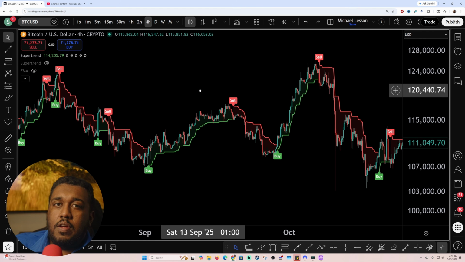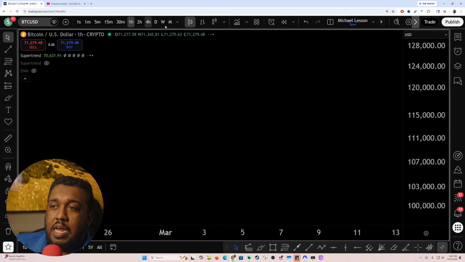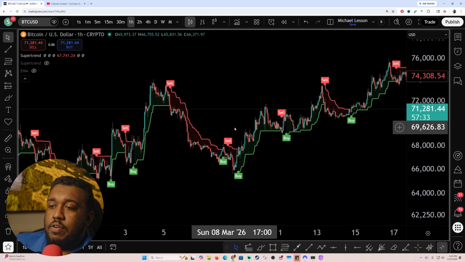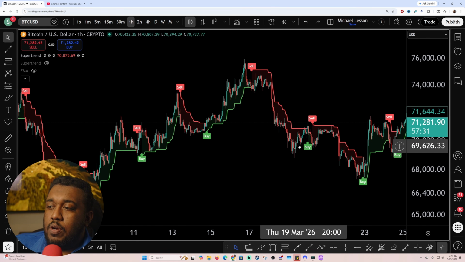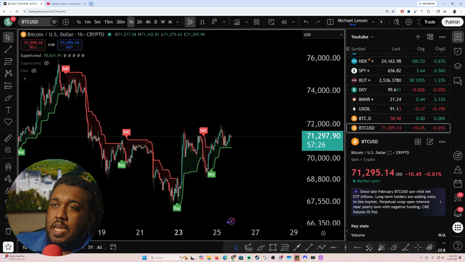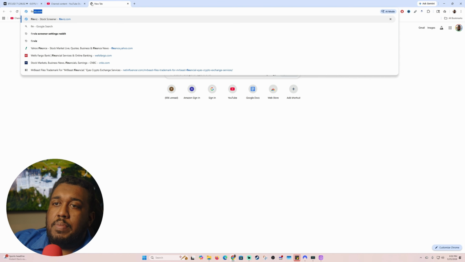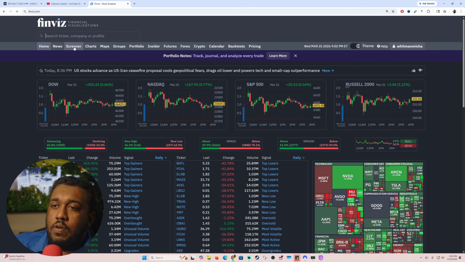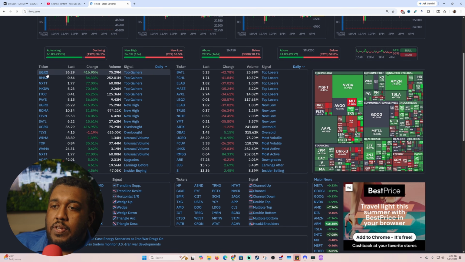There you go. Now, for this, you're probably going to be using the 1 hour to 4 hour time frames, and you're not going to be using it on something like a Bitcoin per se. You're going to be using it on something like a meme stock. And for that, I don't actually know many meme stocks off the top of my head. So let me just go over here and filter one out. What's moving up quite a bit?